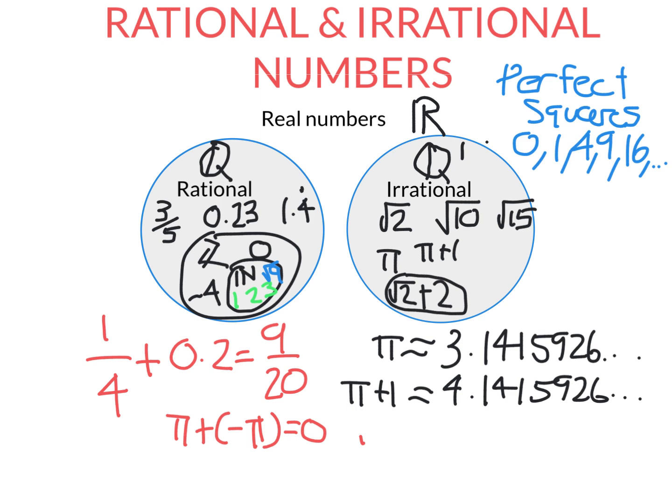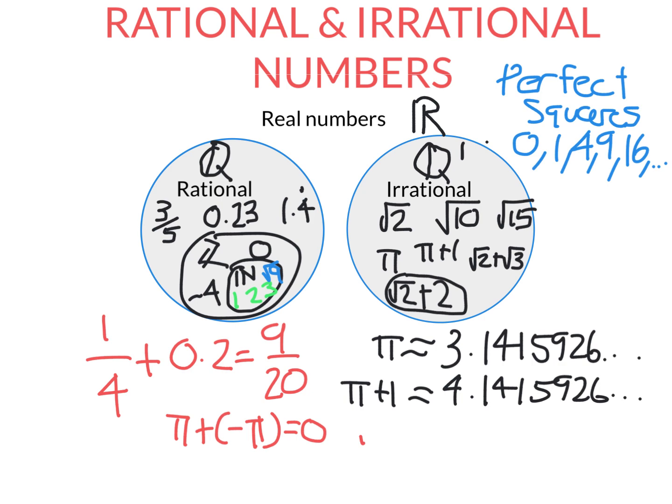Something like root 2 plus root 3, that is still irrational. So it can be hard to determine, but when you add two rationals, the answer is rational. When you add a rational and an irrational, the answer is irrational. When you add, however, two irrationals, sometimes you get a rational answer, sometimes you don't.